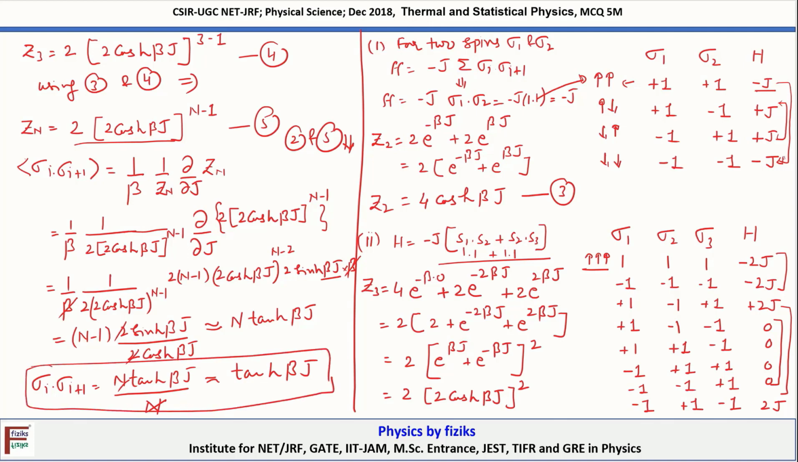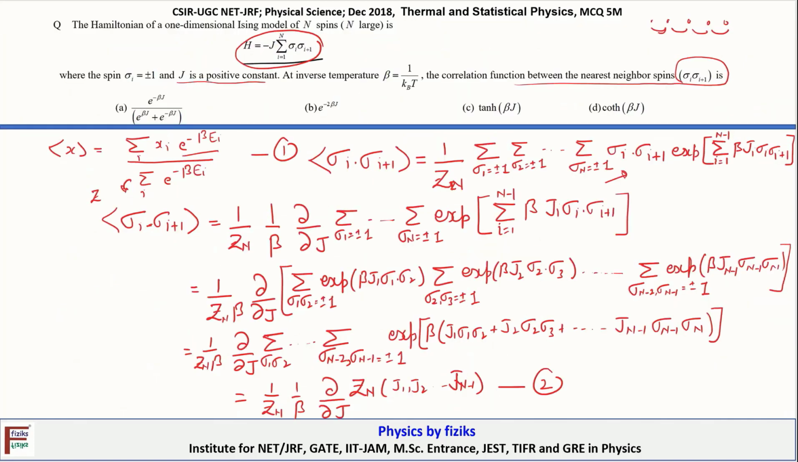In this question it took quite a large amount of time. So it's better if you can just remember the partition function for n spins arranged in a one-dimensional manner, then you can work out this expression quickly. If you take a look at the options given to us, it's option C which is correct here.